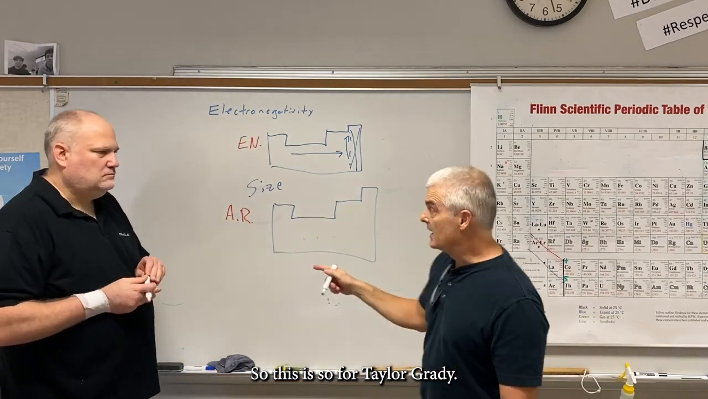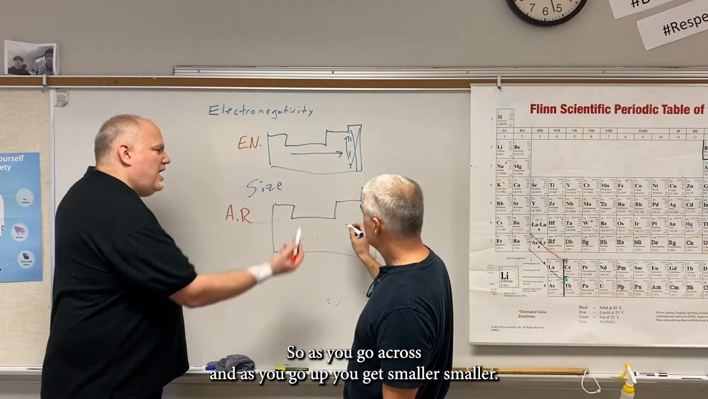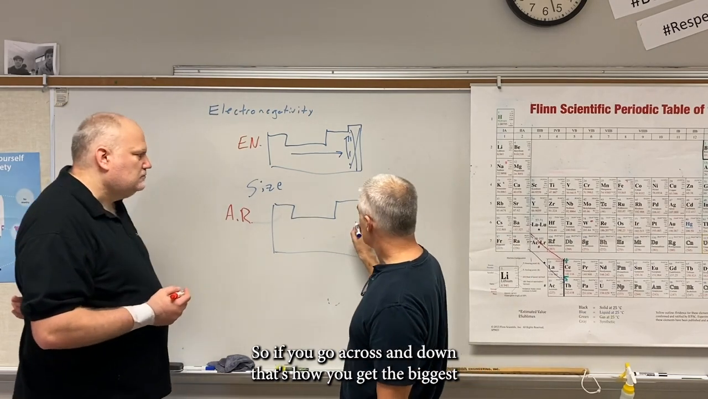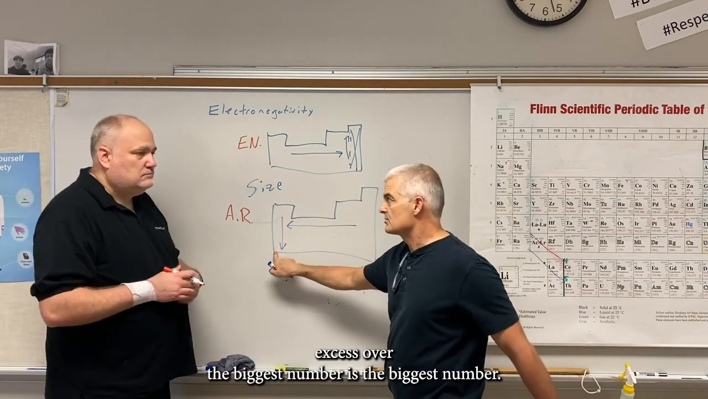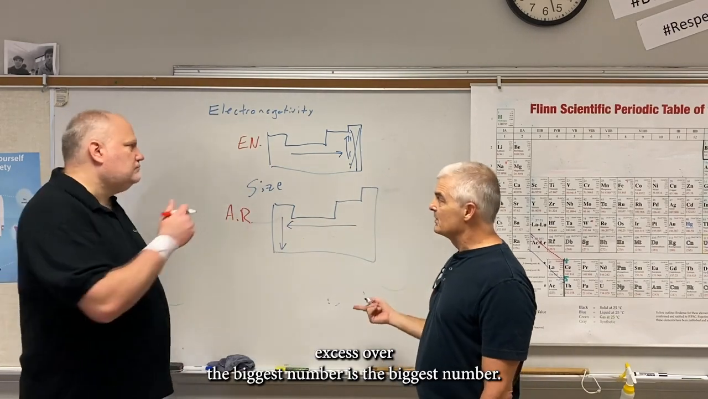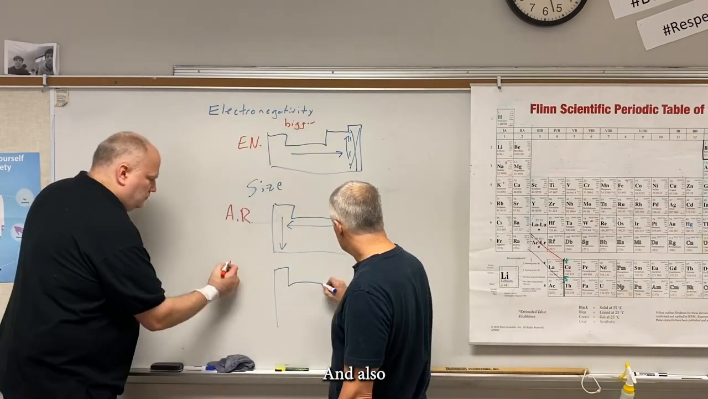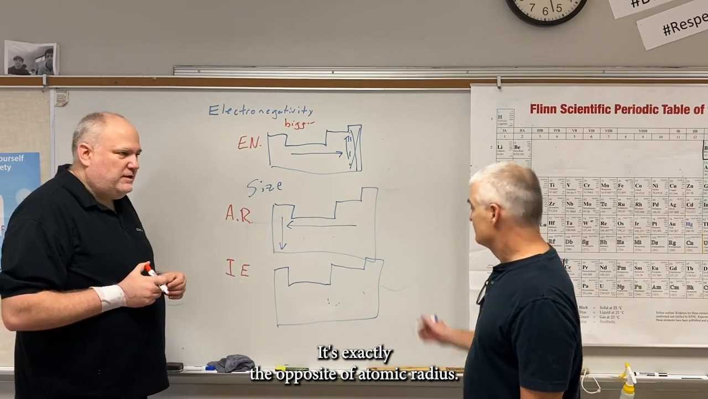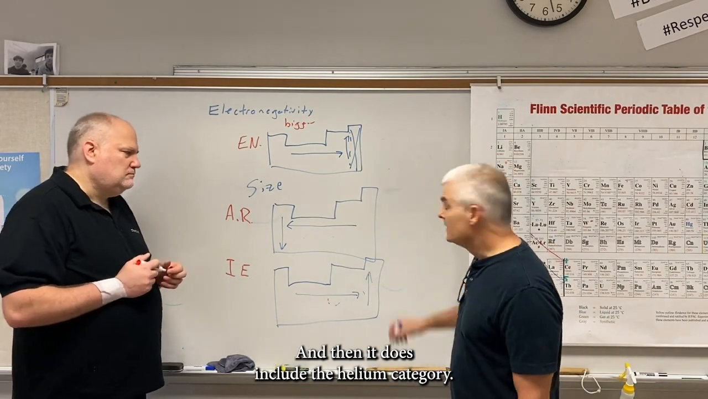For atomic size, so for atomic radii, what's the trend? So as you go across and as you go up, you get smaller. So if you go across and down, that's how you get the biggest. And then the other one is ionization energy. And what's the trend with ionization energy? It's exactly the opposite of atomic radius. Yeah. So it's over and up. And then it does include the helium category.